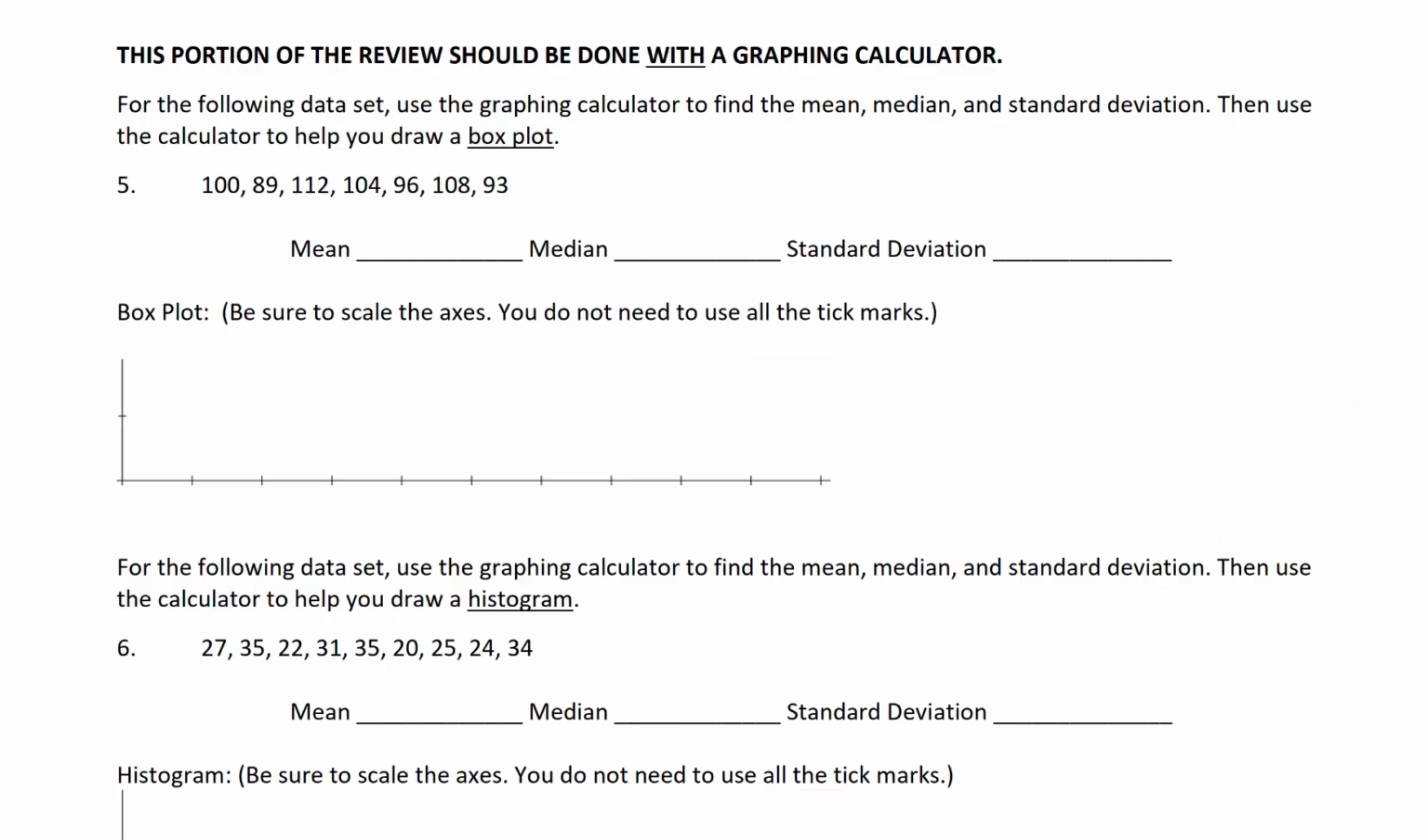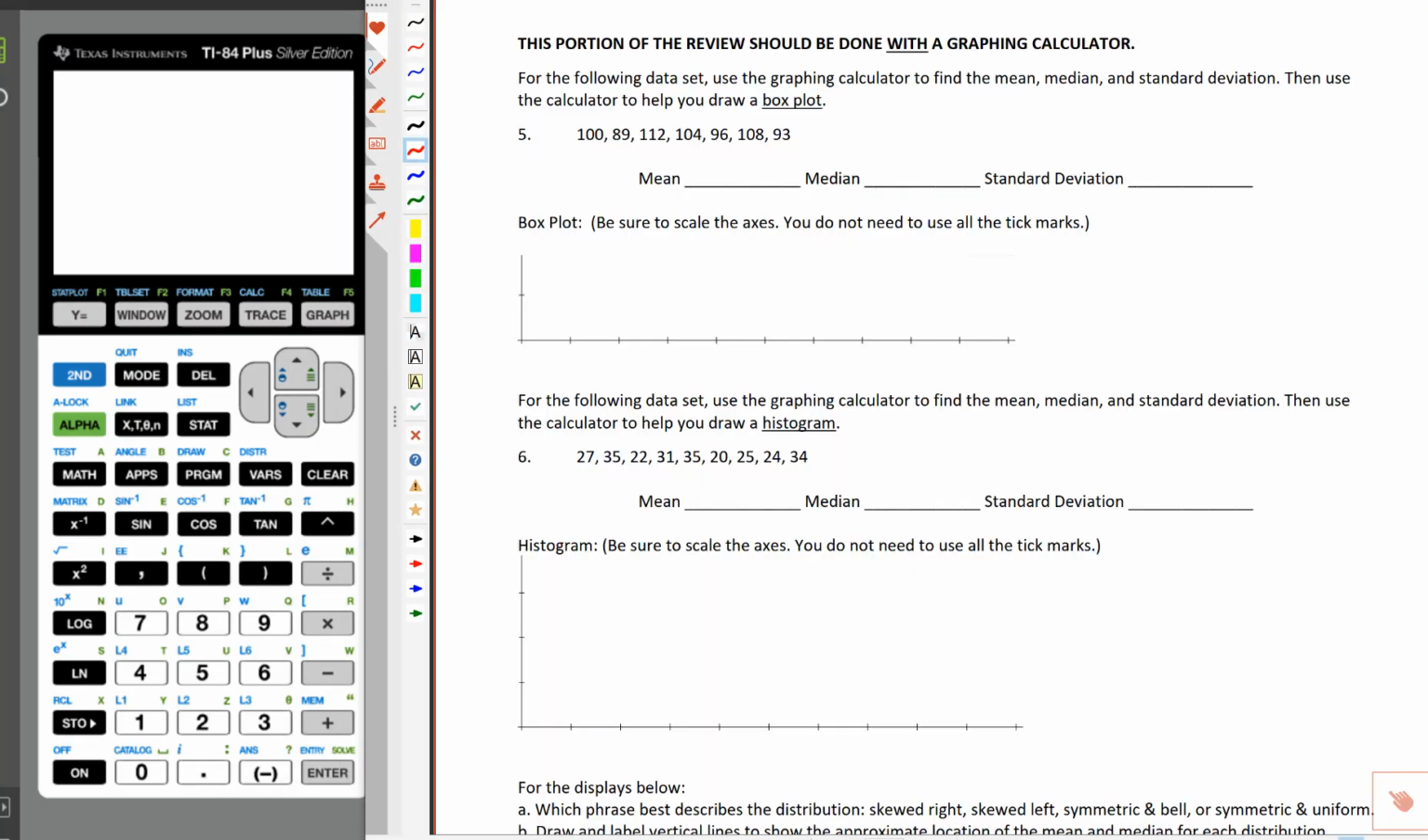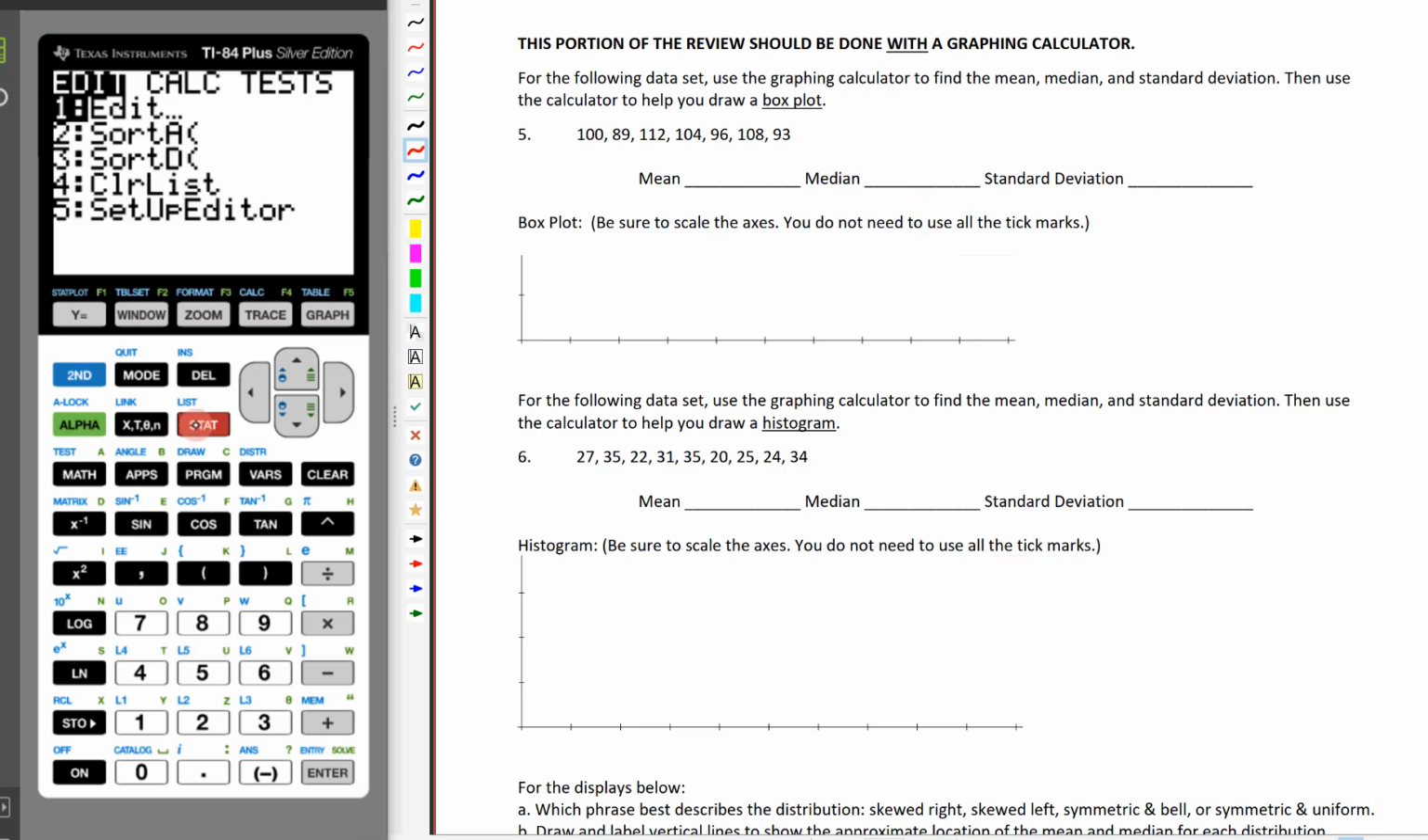Okay, last page on here, we can do this with a graphing calculator. So I'm going to go ahead and bring in the graphing calculator on this one. And the first thing we're going to want to do is put this data in here. And then we've got to find the mean, median, standard deviation. So the calculator is going to be like our total best friend on this.